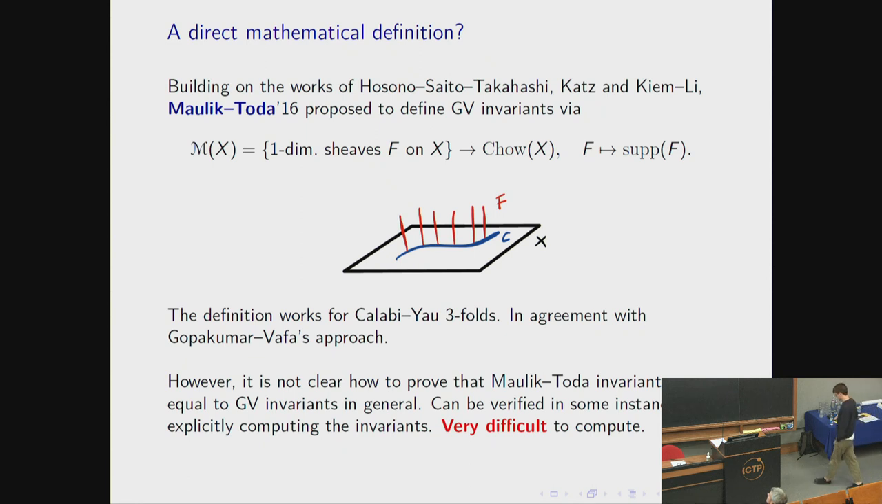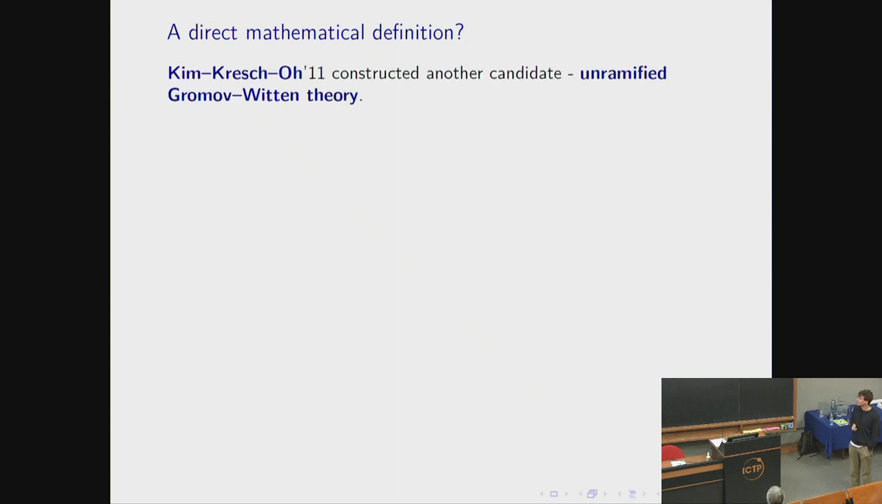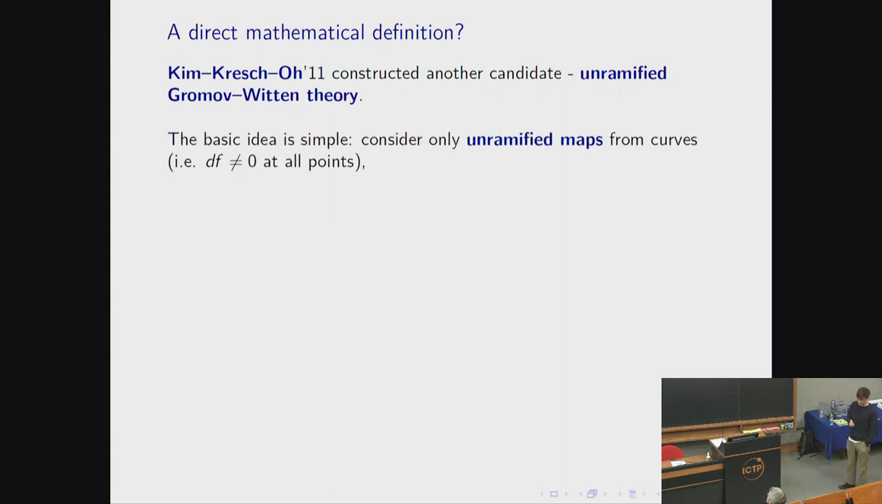So let me talk about another candidate for Gopakumar-Vafa invariants. This is a proposal of Kim, Crash, and Oh. It's called unramified Gromov-Witten theory. The idea is very simple. As I said, the difference between Gromov-Witten invariants and Gopakumar-Vafa invariants is contracted components and multiple covers. So, why not just remove all of them?